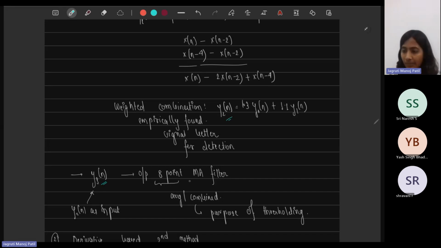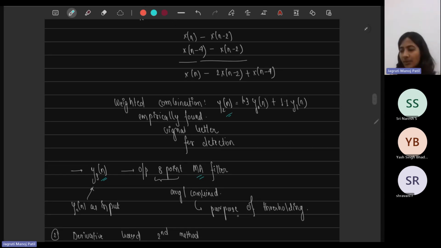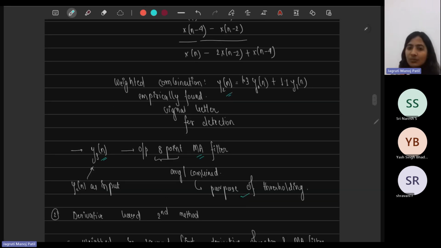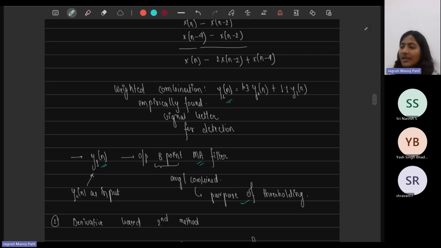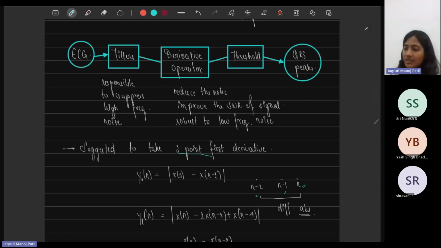So how do we find that output? We take 8 points of the y2 signal and then do the moving average filter. So take all 8 points in a certain window and then average all of them. This is just done for the purpose of thresholding, so that we get a smooth, nicely varying signal. So that was the very first method where we employed filters, and we took the 3-point first derivative.